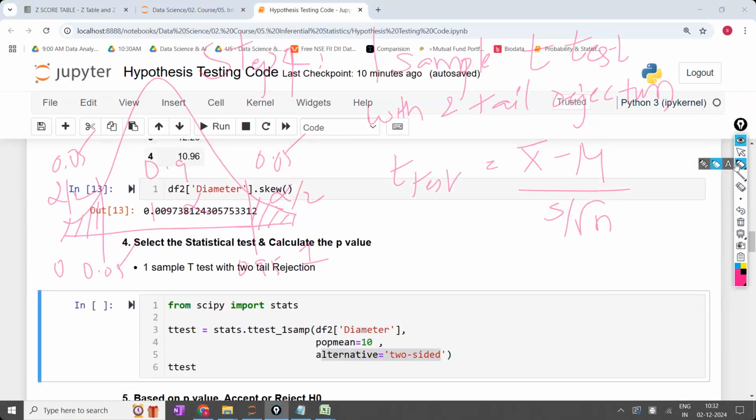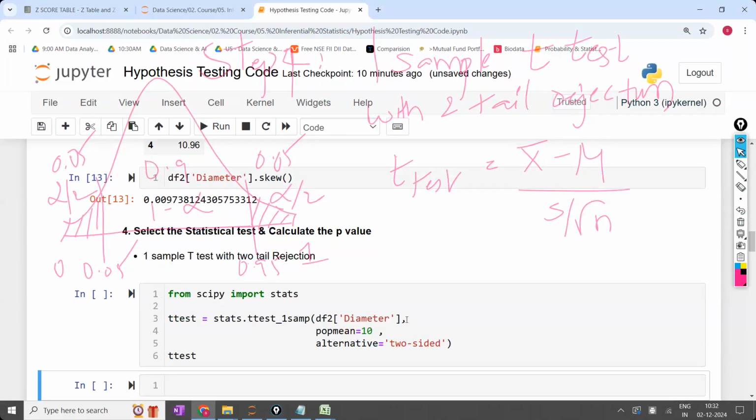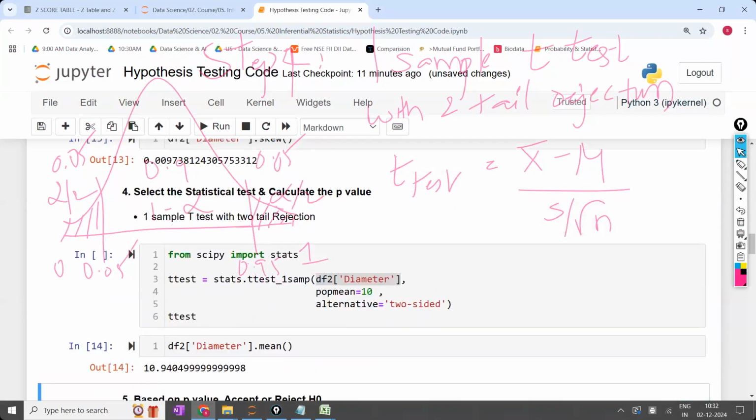Internally, first it will calculate the mean value. Let us calculate the mean value and cross-check ourselves. Dot mean, which is nothing but 10.94, minus the mu value, which is 10. How is it taking 10 internally? Because the number you have given, that value will be substituted there.